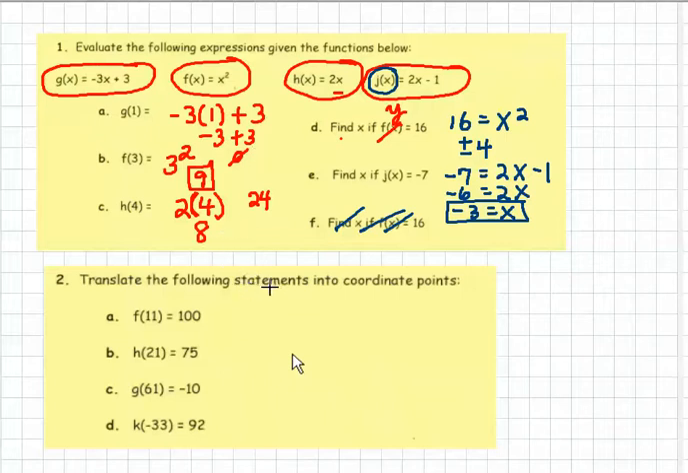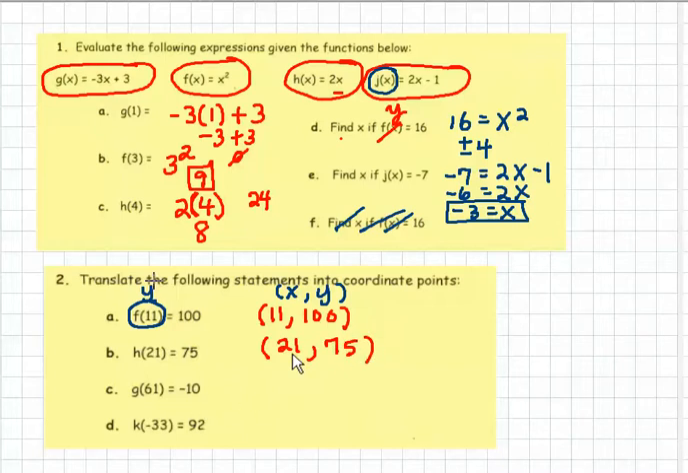So translate the following statements into coordinate points. So again, just keep in mind this whole thing here is your y, kind of like when we have x, comma y. The number that's inside the parentheses is your x. So I'm simply going to use this as my x. That's going to be my 11, and the other value is my y, 100. It's kind of like I said, the whole thing is my y value. And I'm going to have, this is my x, 21, and my y value is 75. Okay? That's basically saying that when my x value is 21, my y value is 75.